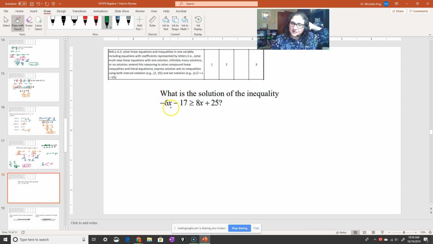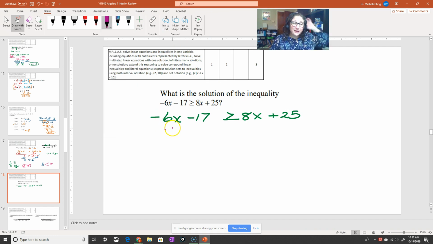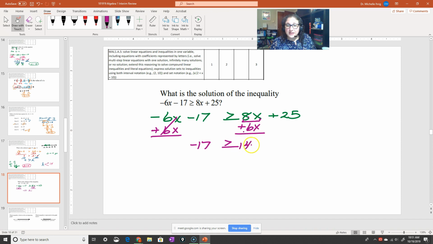Okay, here we've got negative 6x minus 17 is greater than or equal to, and then the rest of it. So let me write this a little bit longer so I have space, because you know I like to write big. Okay, then we're going to switch it here. If I'm going too fast, please let me know. I notice that 8 is bigger than negative 6. So I'm going to do the opposite. The opposite of subtracting 6 is adding 6. Negative 6 plus 6 is 0. That cancels away. 8 plus 6 is 14x. And then I bring it down.